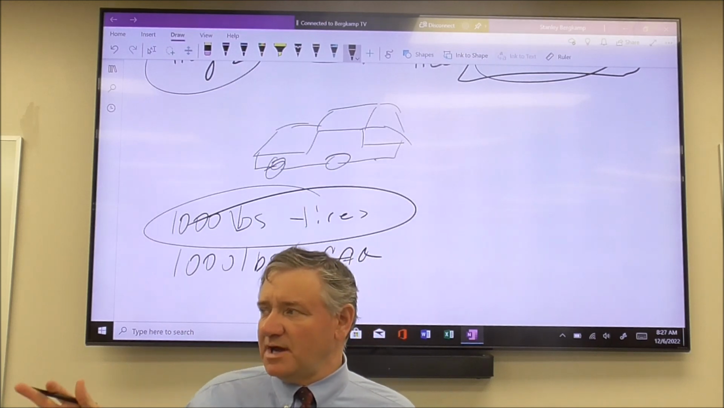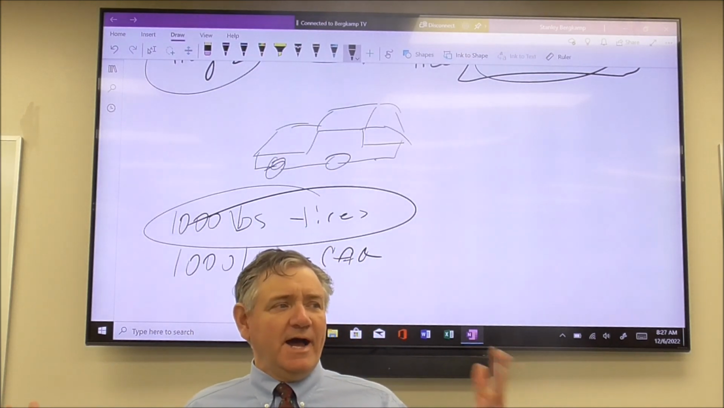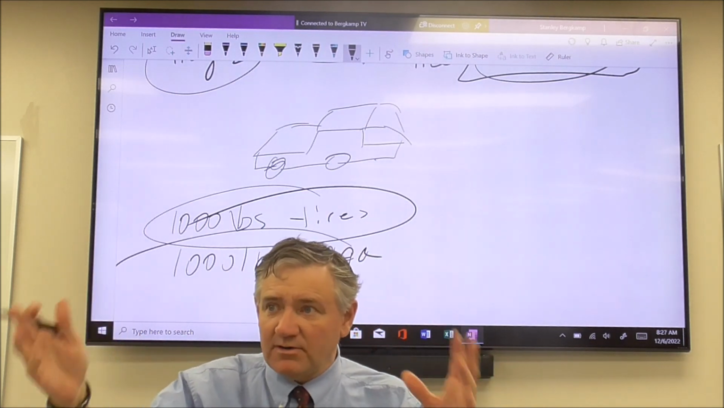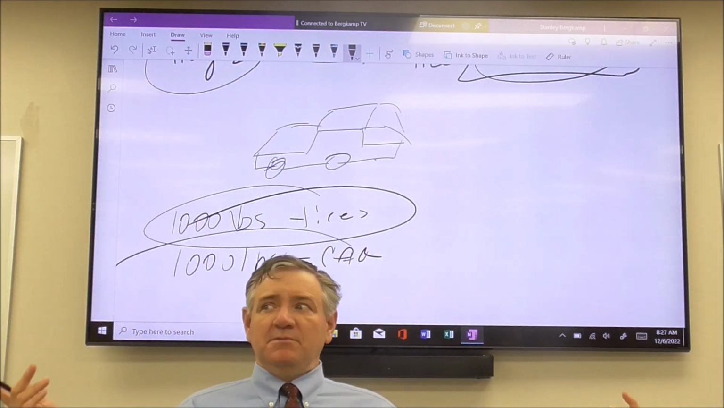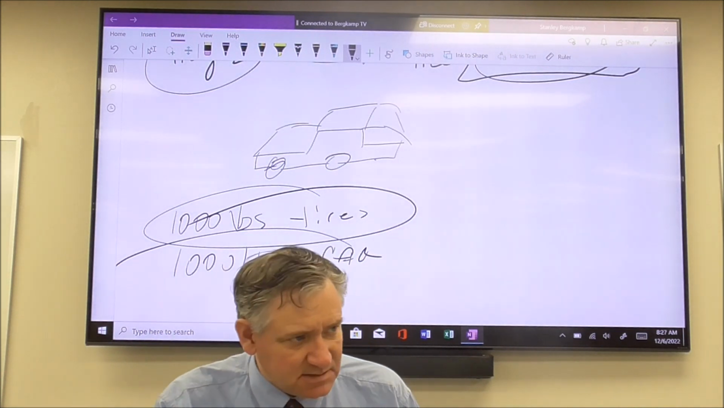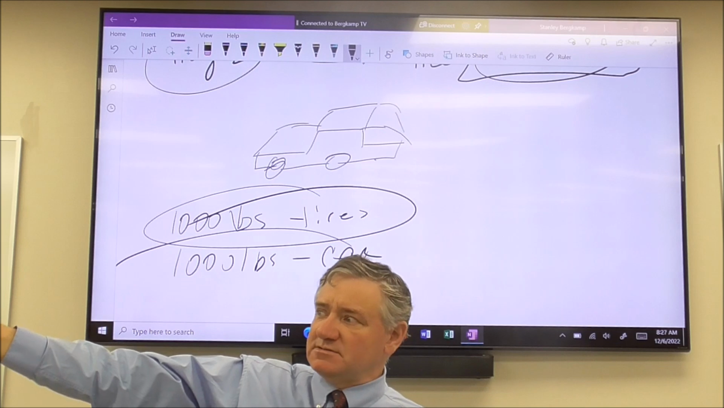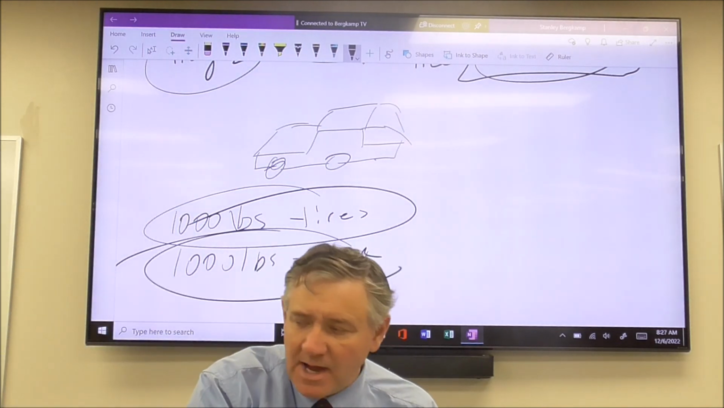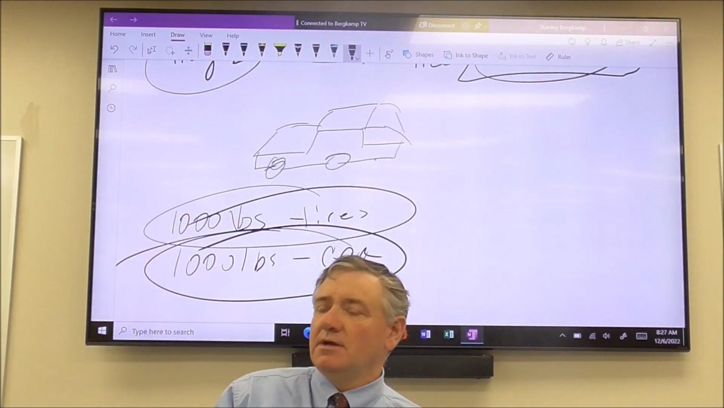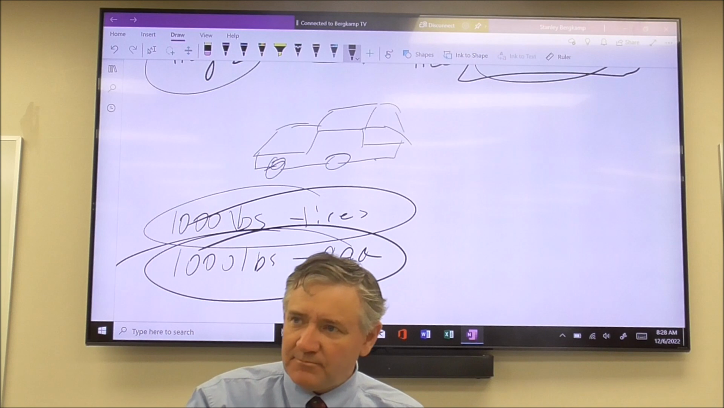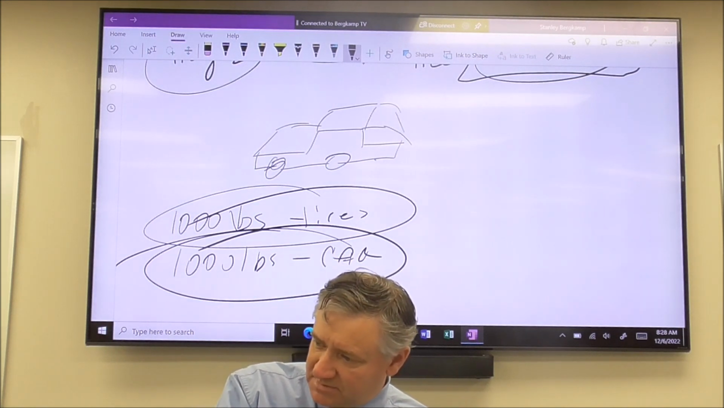So if I have 1,000 pounds of tires, I can make a lot of cars. But if I have 1,000 pounds of the car itself, that might only be one car. So even though I have the same mass, 1,000 pounds of tires is going to make me a completely different number of cars than 1,000 pounds of metal. This is why you do the conversion from moles to moles.